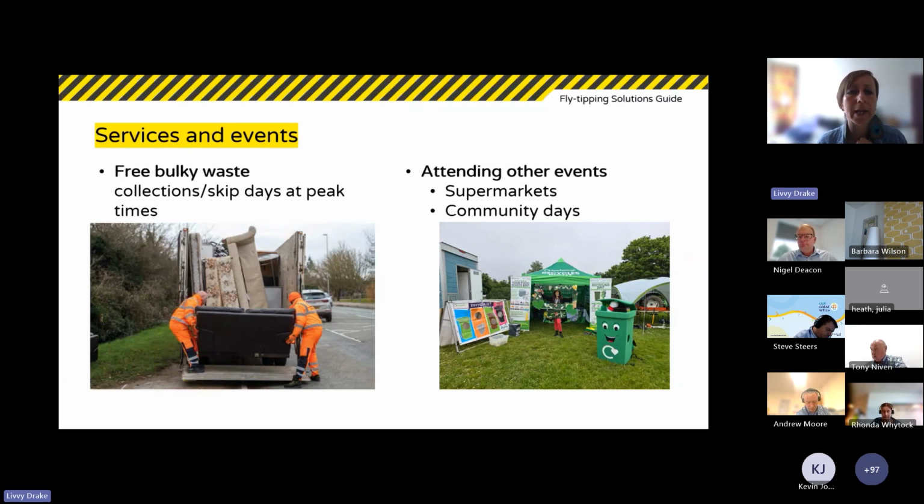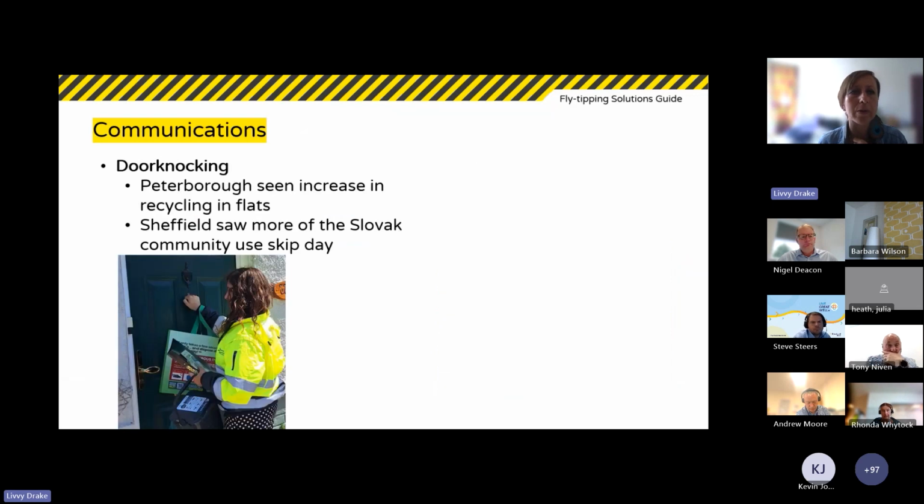And then communications, so door knocking. So Peterborough, the same team, have seen an increase in recycling in flats because they've been doing door knocking. They've been giving people bags, they've been giving them leaflets, and they have seen a real improvement. And again, with the example of the skip day, there was an uptick in the Slovak community using it because they'd done that door knocking first of all.